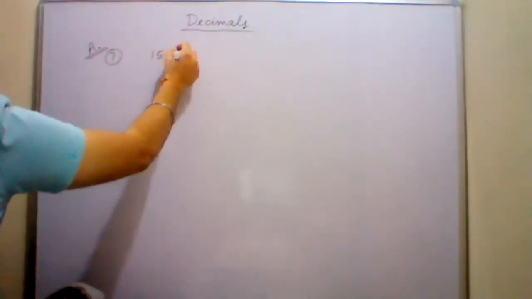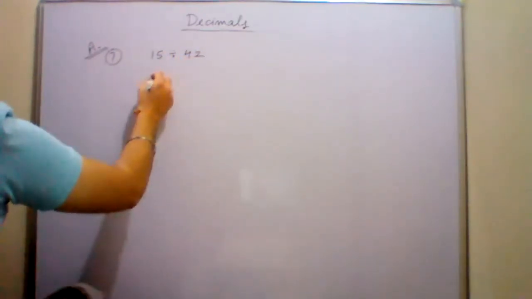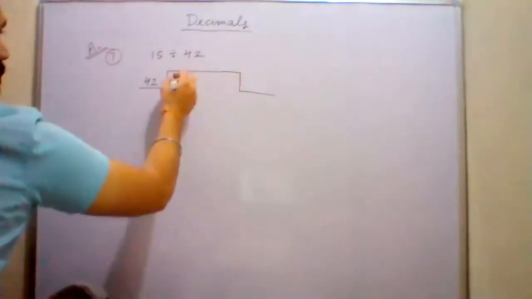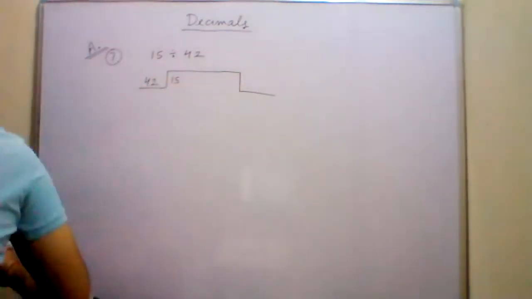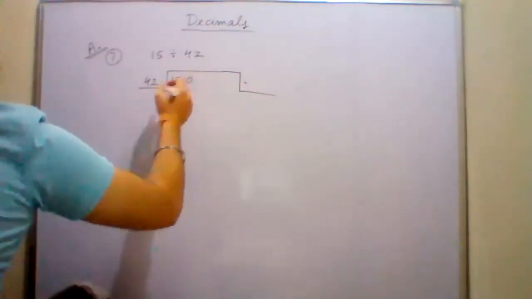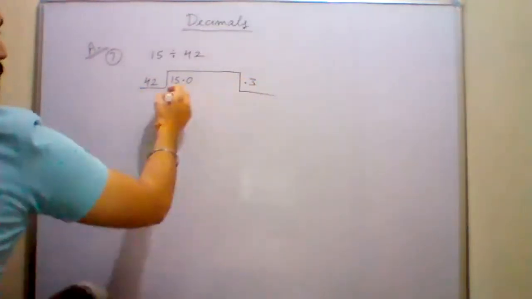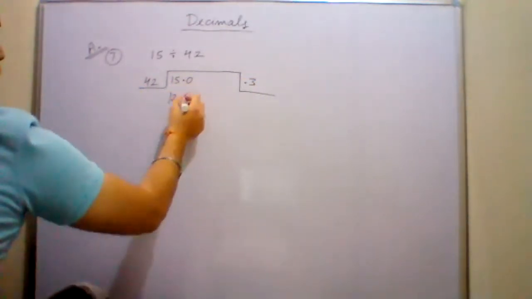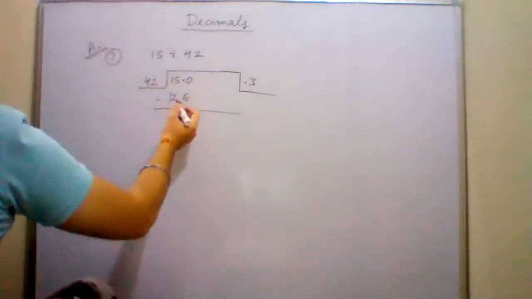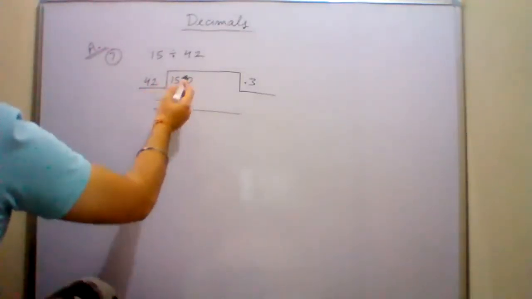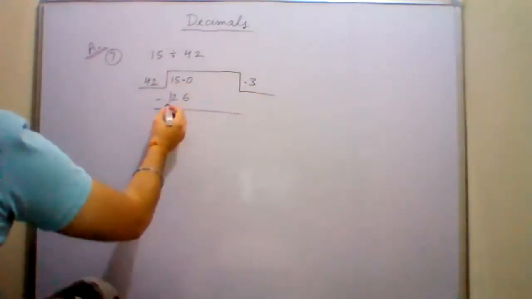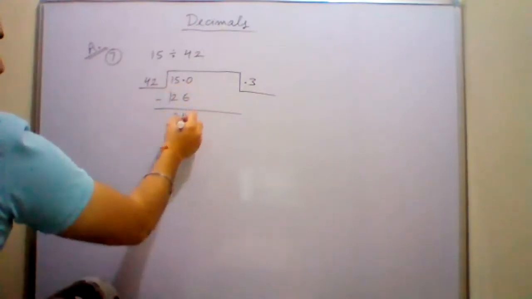15 divided by 42. Put the decimal, then 0. 15 becomes 150. 42 into 3 is equal to 126. So 3 times you will take 42 into 3, which is equal to 126. What is the remainder? 24 is the remainder.